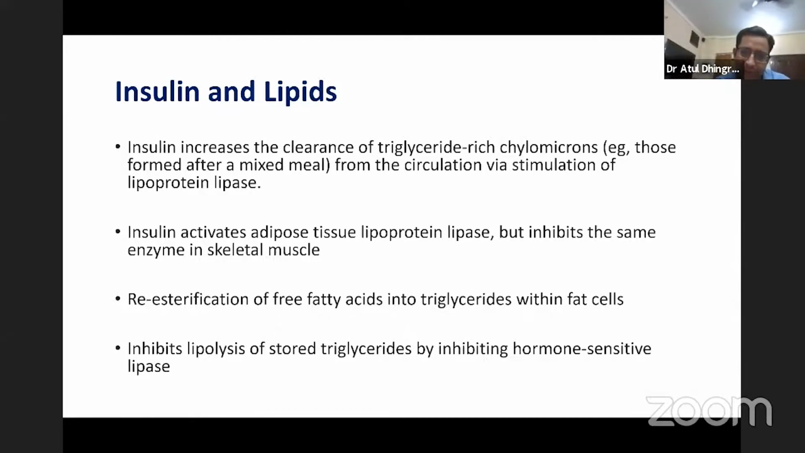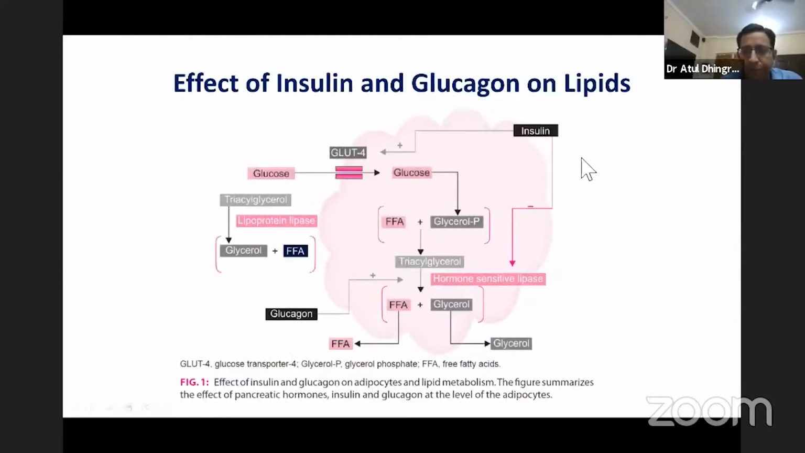Insulin also inhibits lipolysis of stored triglyceride by inhibiting hormone sensitive lipase. So hormone sensitive lipase is present in each and every tissue, and the main action of hormone sensitive lipase is to hydrolyze these triglycerides for energy. So if we look into the action of insulin and glucagon, insulin inhibits hormone sensitive lipase, glucagon stimulates hormone sensitive lipase. So this is what happens if you see in this beautiful picture.